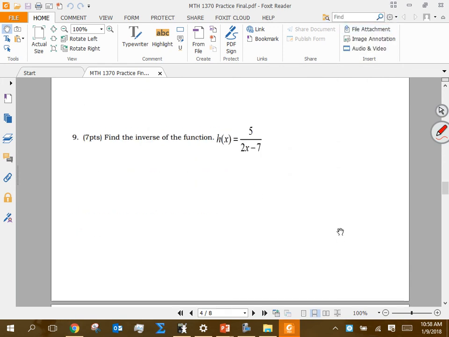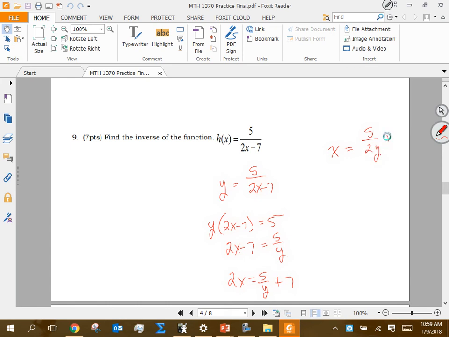The last one's asking you to find the inverse. If you remember, we basically write this as y equals 5 over 2x minus 7, and now we just try to solve for x. So I'll multiply both sides by my denominator. So we get y times 2x minus 7 is equal to 5. Try to isolate x now, so I'll divide both sides by y. So we get 2x minus 7 is equal to 5 over y. Solve for x then, so I get 2x equals 5 over y plus 7. And then I will divide by 2, which is the same thing as multiplying by a half. So it's going to give me 5 over 2y plus 7 halves.